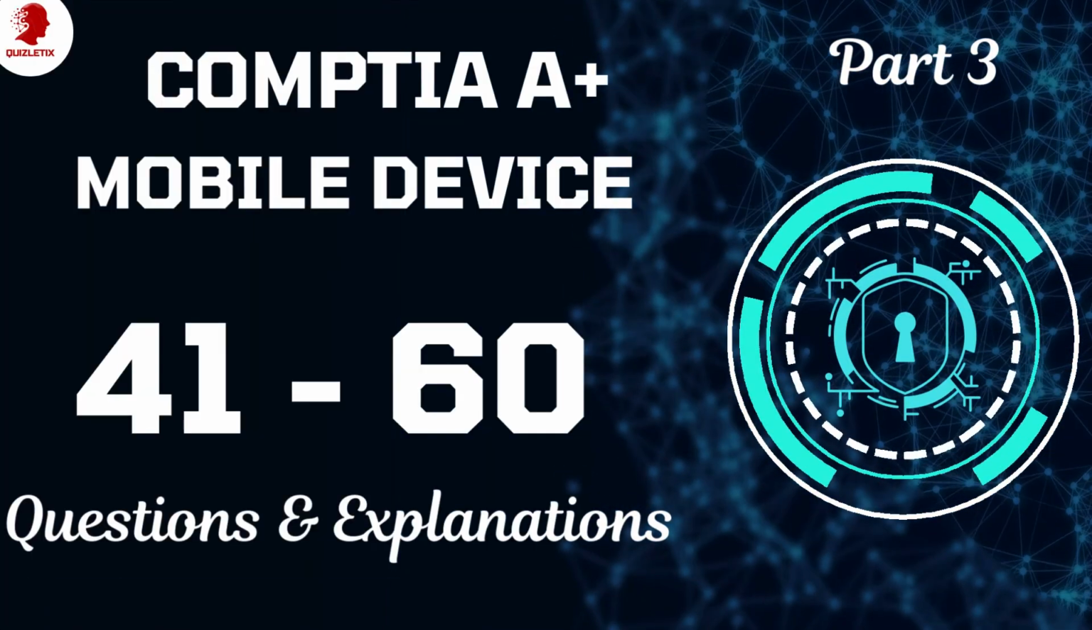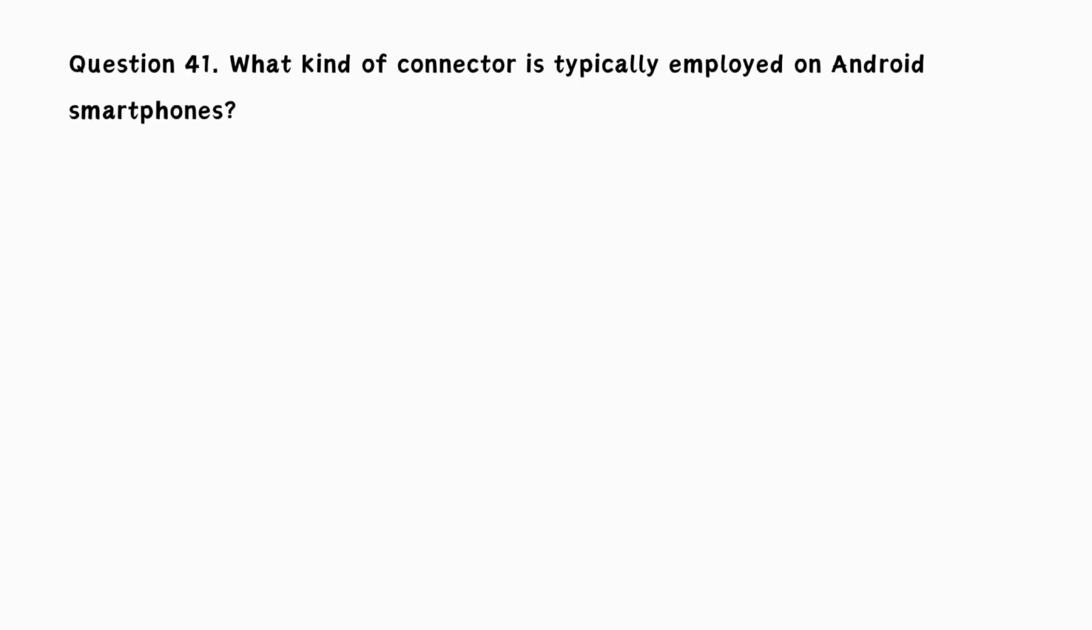Let's get started. Question 41. What kind of connector is typically employed on Android smartphones? A. Lightning. B. Thunderbolt. C. USB Micro B. D. USB-C.